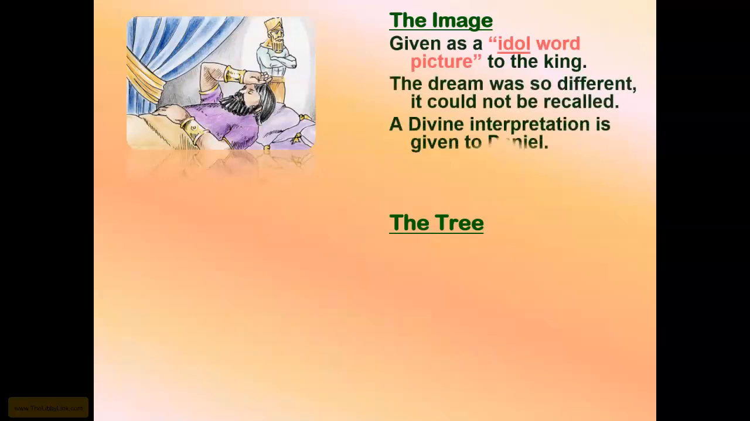The image in Daniel 2 was given as an idol word picture to the king. The king was into, if you will, idol worship. That may have been the reason he was so impressed with the dream and felt it was so important, even though he could not recall the dream. A divine interpretation was given to Daniel for this symbolic dream.